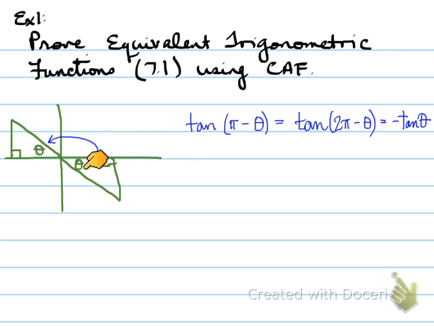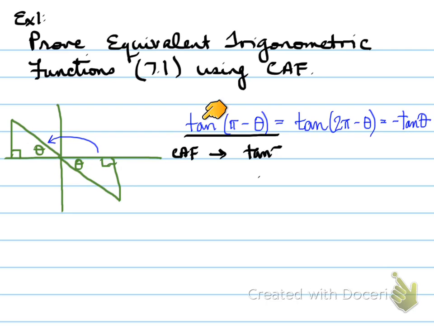So if I knew what theta was, if theta was an acute angle, it would be in the first quadrant, and then the value will be negative because we're looking at terminal arms in both the second and the fourth quadrant. So these are all equivalent.